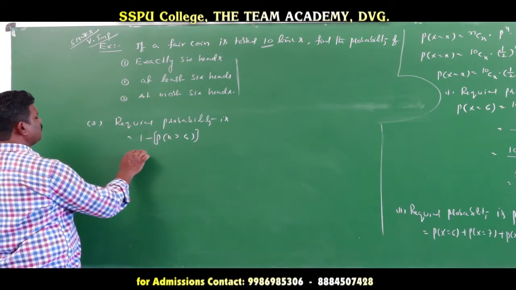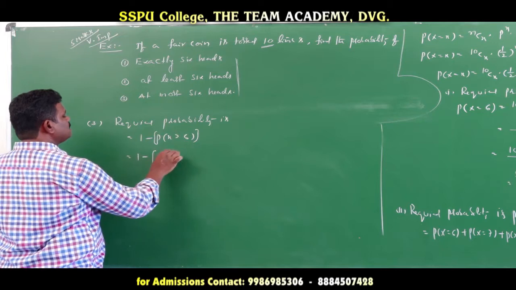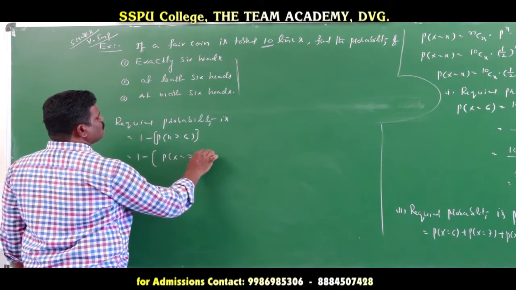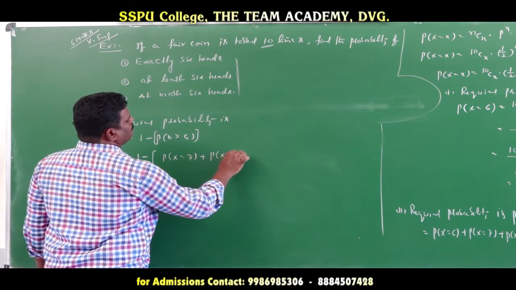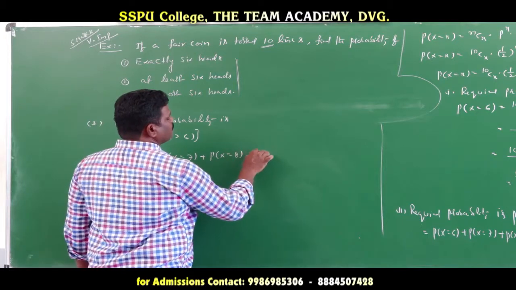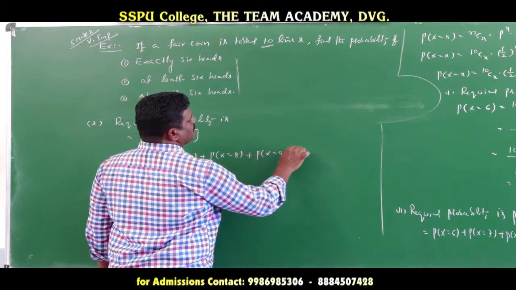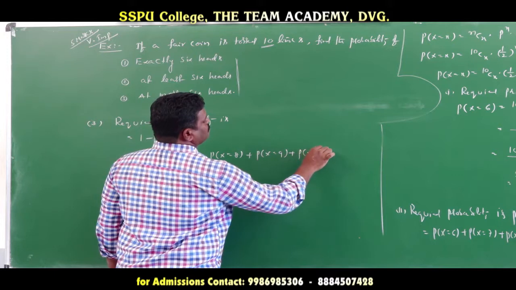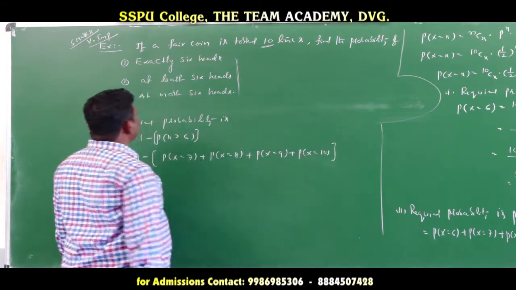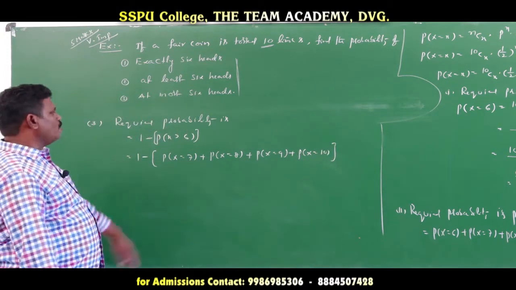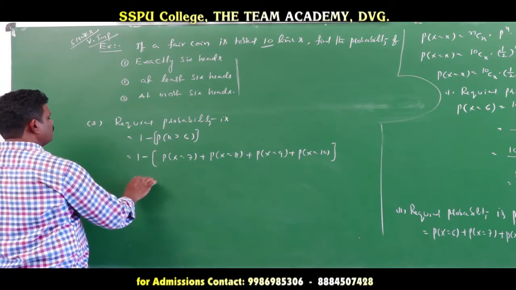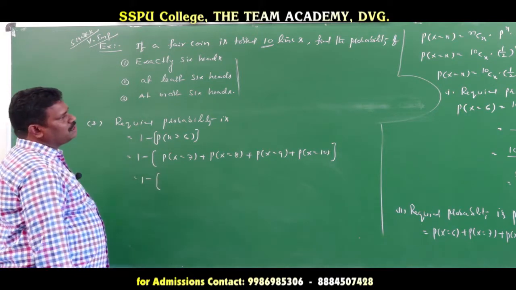Then what we done here? 1 minus probability of x is equal to 7, probability of x is equal to 8, probability of x is equal to 9, probability of x is equal to 10. Okay? So 6 below values or 6 above values we consider here. Then 1 minus, already we have the values in the second case.